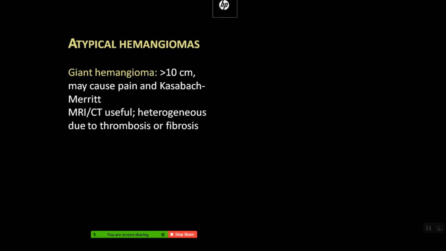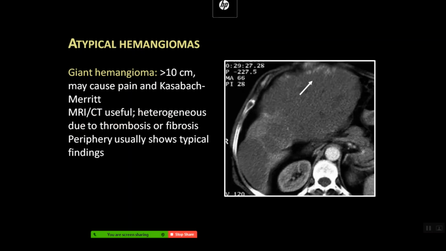Okay, here of course again CT and MR are useful, but it will be more heterogeneous, right? Because there will be thrombosis, there will be fibrosis. It's not a very homogeneous lesion anymore. Okay, but usually the enhancement pattern, in the sense the areas which are enhancing, will follow the hemangioma rule. So they will follow the blood pool.